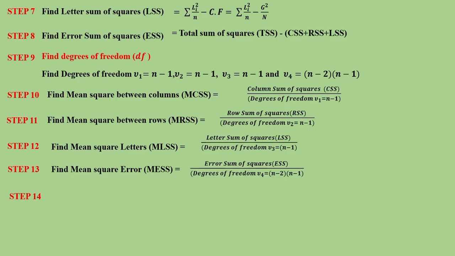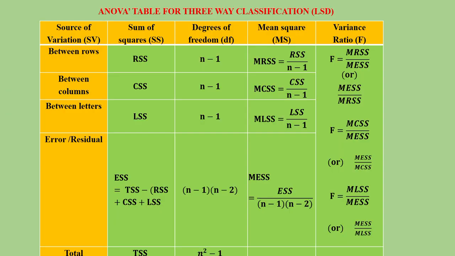To prepare the ANOVA table, form the ANOVA table. Here the source of variation is between rows, between columns, between letters, then error, so RSS, CSS, LSS, ESS. Then the degrees of freedom: n minus 1. All rows and columns are equal, that is why n minus 1 and n minus 1. Then for the error sum of squares, the degrees of freedom is n minus 1 into n minus 2.